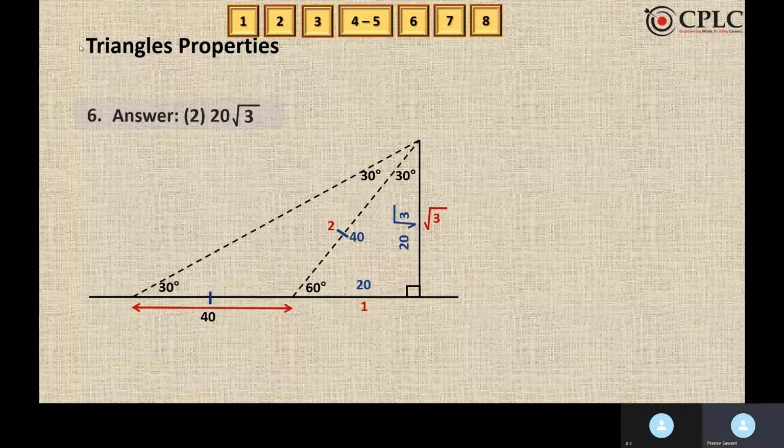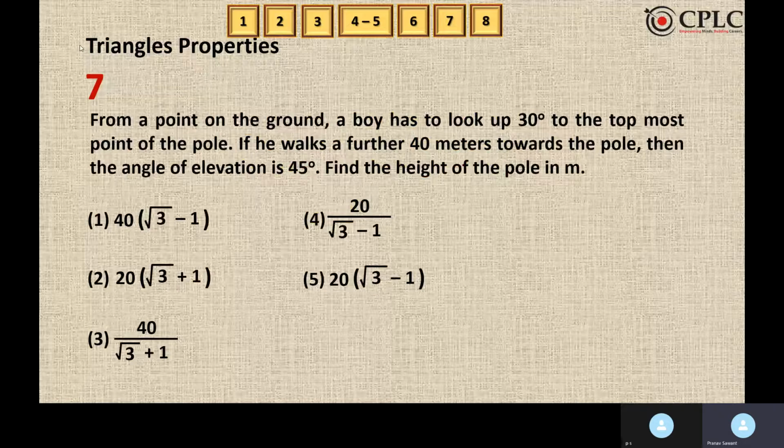From a point on the ground, a boy has to look up 30 degrees to the topmost point of the pole. If he walks a further 40 meters towards the pole, then the angle of elevation is 45 degrees. Find the height of the pole in meters.